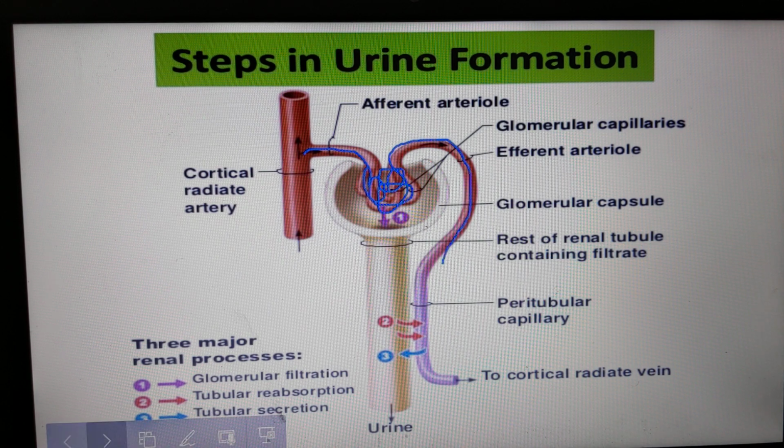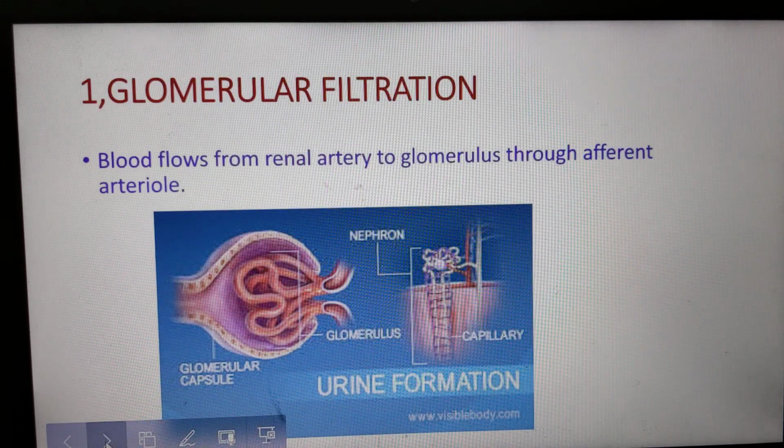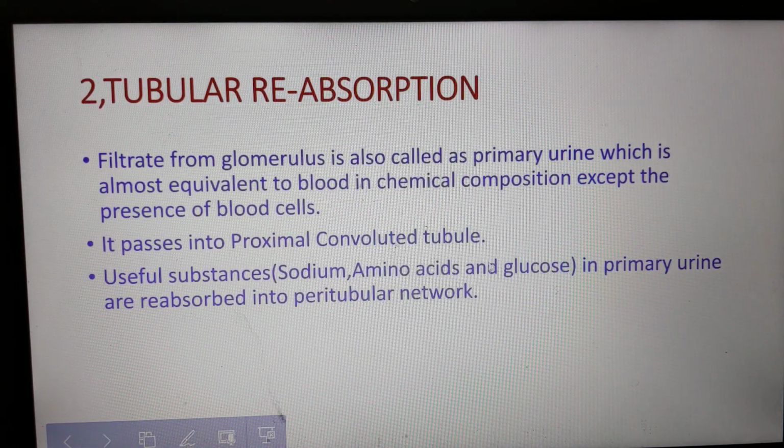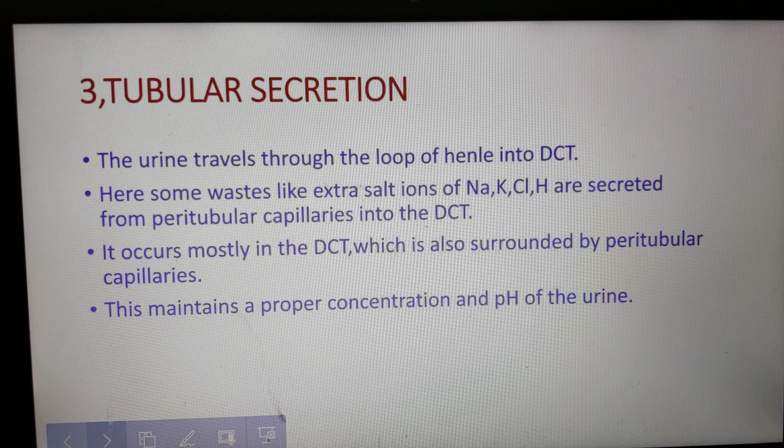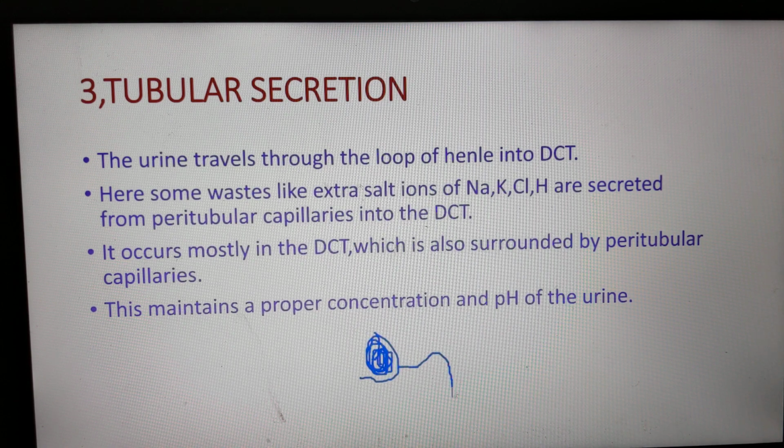What happens here? Important things are reabsorbed into the peritubular capillaries, like sodium, amino acids and glucose. Next, what happens in tubular secretion? First we learned that the urine is filtered in the glomerulus, then passes to the proximal convoluted tubule, then whatever important sodium, glucose, everything is sent to the peritubular capillaries.